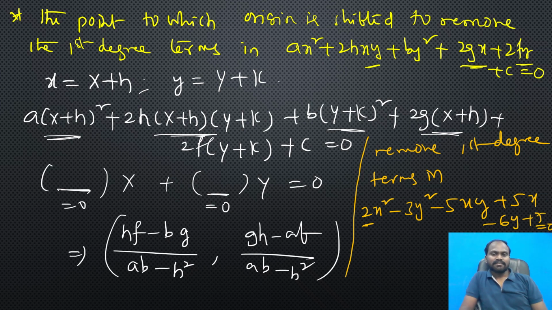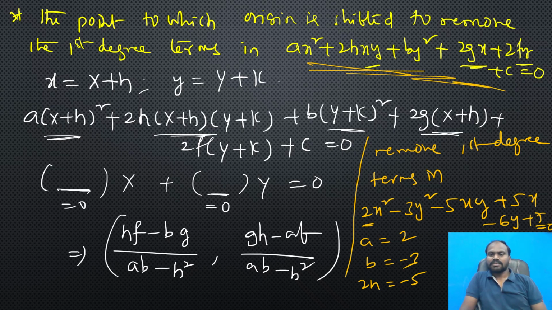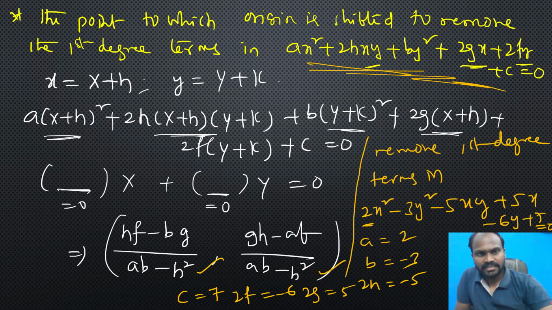That's it. Just comparison: a value is 2, b value is minus 3, 2h is minus 5. This is our general equation. 2g is 5 and 2f is minus 6 and c value is 7. Now, if you take the a, b, c values and substitute them here, you are going to get the point directly. That is how we can do it.